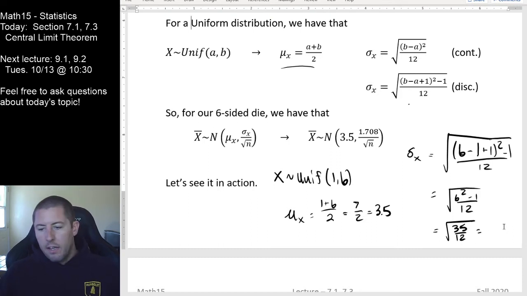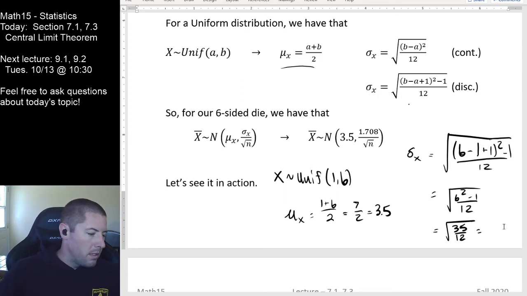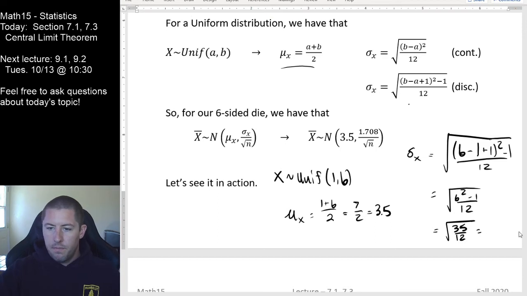If I go to my calculator, I can do the square root of 35 over 12, and that's going to give me 0.1708. No, 1.708. I think I said my decimal in the wrong place right there. And so you can see that's my sigma sub x right here.